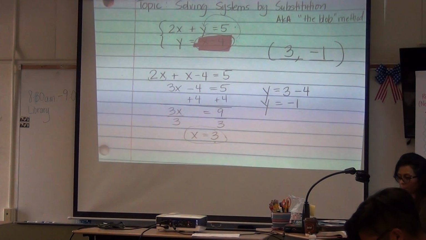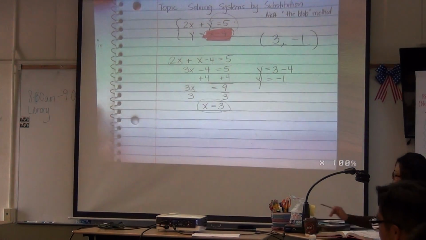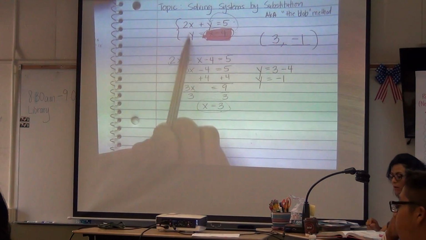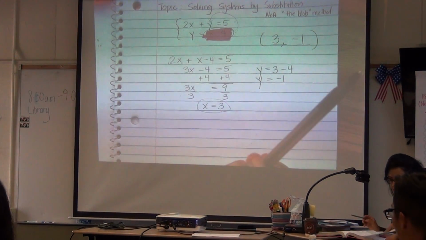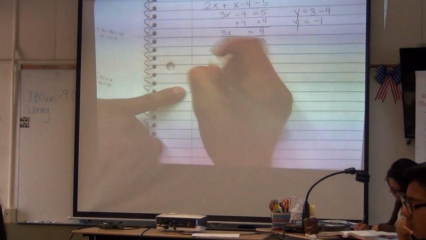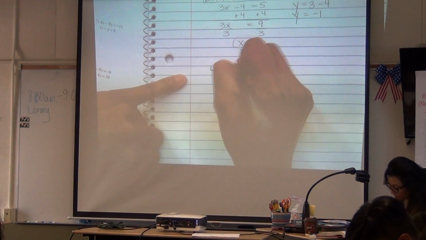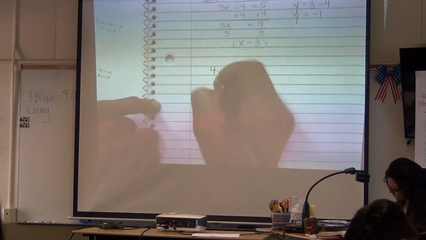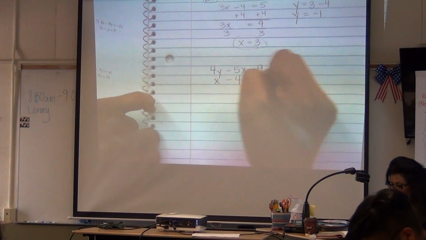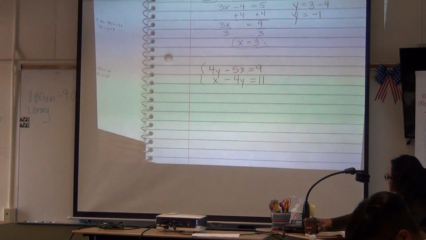Great. Now, this is good because the substitution method works when the variable is isolated. But what about if it's not isolated? If it's not isolated for you, for example, we're going to move on to the next example. 4y minus 5x equals 9. x minus 4y equals 11.